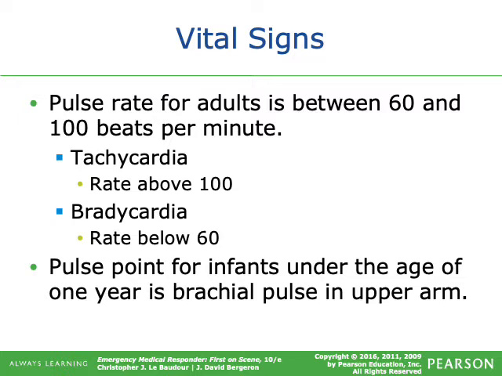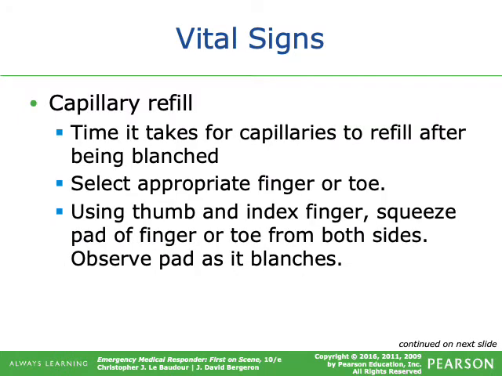The pulse point for infants under the age of 1 year is the brachial pulse in the upper arm. Like I said, the anatomy in the upper arm is just bigger. You can feel it a lot easier. It's just too much involved in trying to check a radial pulse in somebody that young. Their anatomy is just too small.